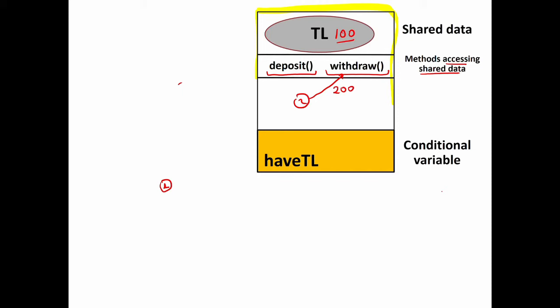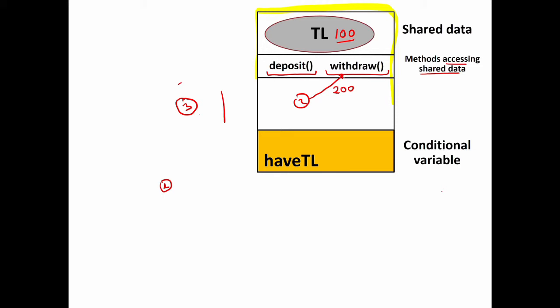What do we do? We can imagine that there may be one more guy here, let's call him number 3, who is waiting at the entrance. He may be depositing money so that guy 2 could complete his withdrawal. But since guy 2 is in here, and since this is a monitor, the third guy cannot actually enter.